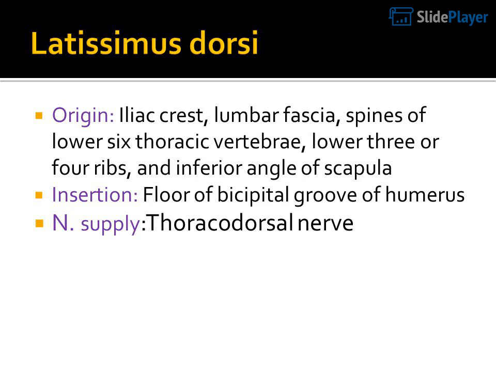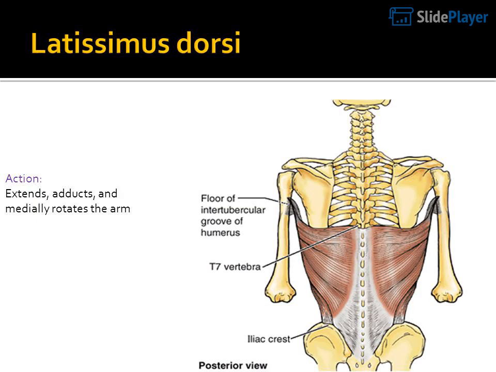Latissimus dorsi, nerve supply thoracodorsal nerve. Origin, iliac crest, lumbar fascia, spines of lower 6 thoracic vertebrae, lower 3 or 4 ribs, and inferior angle of scapula. Insertion, floor of bicipital groove of humerus. Nerve supply, thoracodorsal nerve. Action, extends, adducts, and medially rotates the arm.